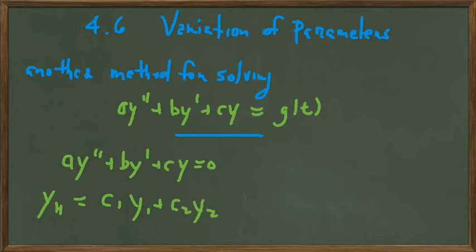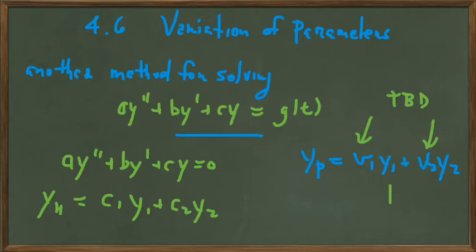What we're going to do in developing this new method is assume that we can find a particular solution yp of the non-homogeneous DE of the form v1 y1 plus v2 y2, where the functions v1 and v2 are to be determined, and the functions y1 and y2 are the same solutions that we have for the homogeneous DE.